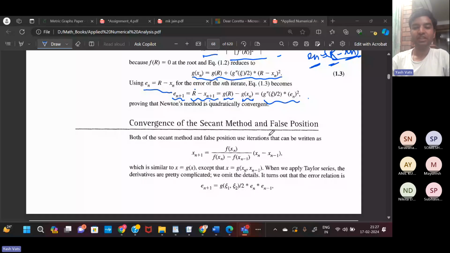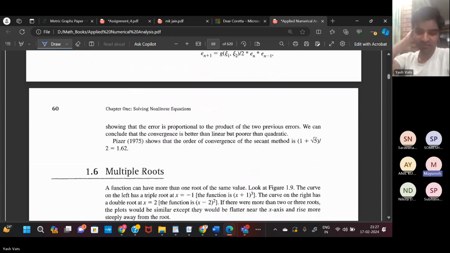These calculations are there in this book. I can show you. Here you can see the convergence of the secant method and false position. You just try to look at this. This is covered by sir also in the lecture. It gives a proof that 1.62 will be the order of convergence. There are some examples, so you may go through this. In fact, there is a detailed proof given in the video lecture.